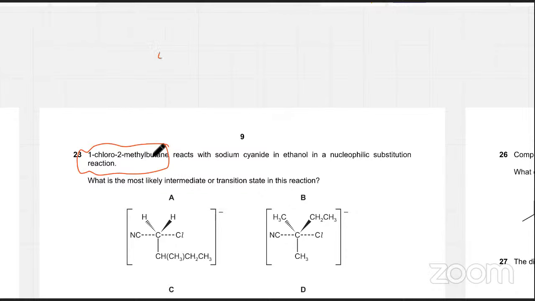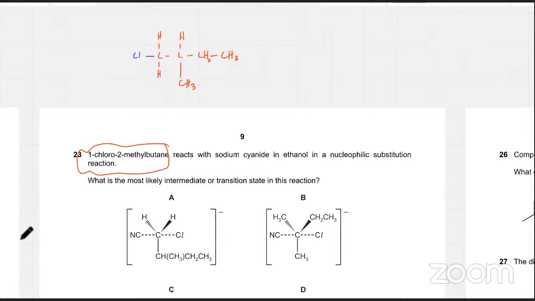So butane is 1, 2, 3, and 4 carbon atoms. On the second one, there's a methyl. So on the second carbon atom, there's going to be a methyl, which means there's 1 carbon atom. And there's 1 chloro. So on the first one, there is a Cl. So over here, you have a Cl, and we can add in all the hydrogens. So you've got hydrogens here. This one has hydrogens. This one has 2 hydrogens. This one will have 3, and this one will have 3 hydrogens.